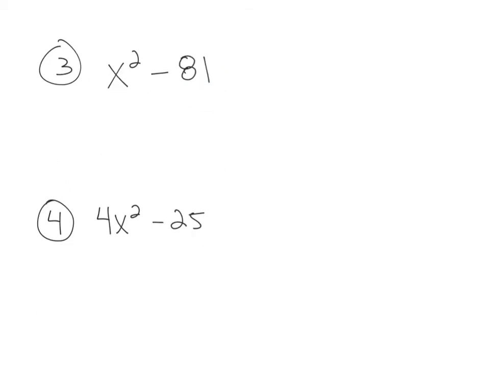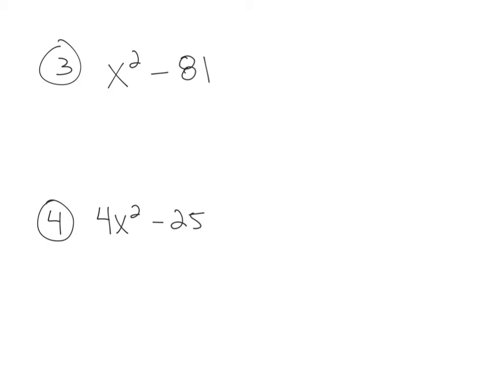Here are two more examples of my second case, and that's a difference of squares. As you see in problem number 3, I have x squared minus 81. X is squared, the 81 is 9 being squared, and I have the difference. Subtraction only will work for this, so I have x squared minus 81.